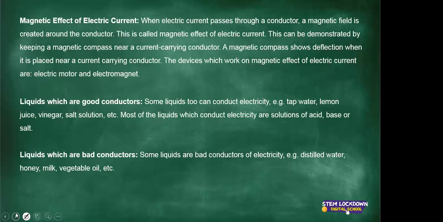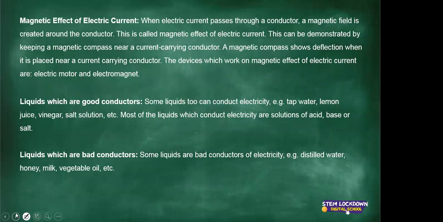So we're going to discuss liquids. Do you think that they are good conductors? Some liquids too can conduct electricity, like tap water, lemon juice, vinegar, and salt solution. Most of these liquids conduct electricity and are solutions of acids, bases, or salts. Now, Levi?